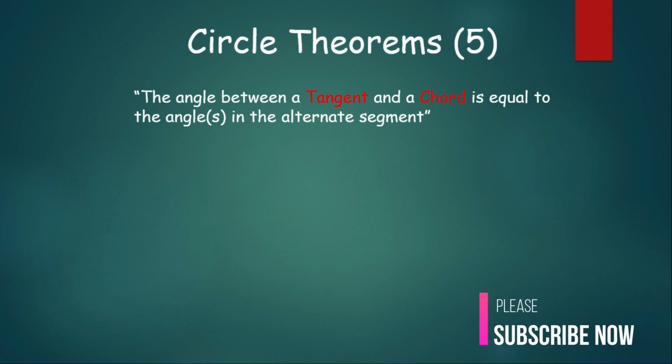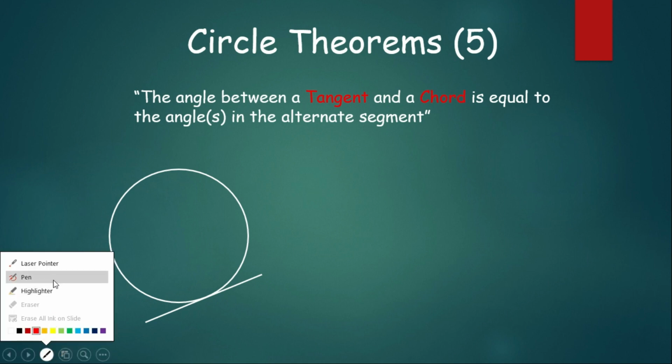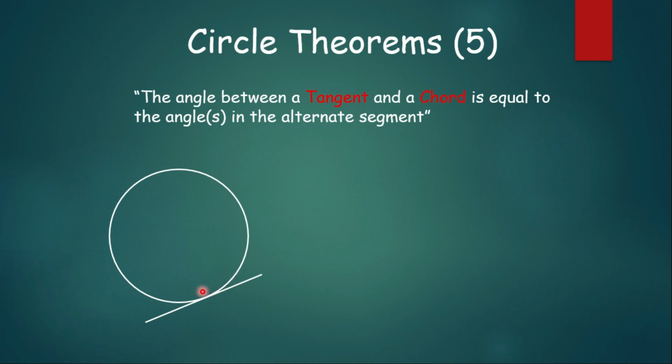Let's take a circle for instance. Then we draw a tangent. A tangent is any line that is drawn to the circle. So this line is what we call a tangent. Now, when I have a chord to this tangent, the angle between them is equal to 22 degrees. We are saying that it is equal to the angle in the alternate segment. So it means that this is also 22 degrees.